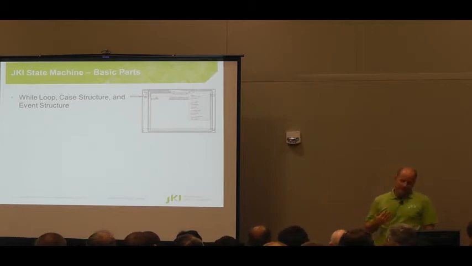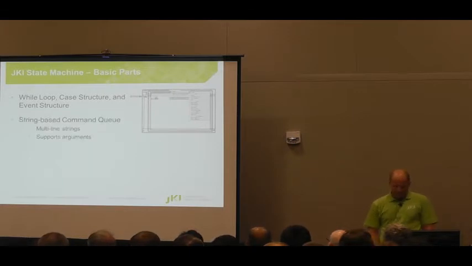And the dynamic user events is actually a very integral part of the JKI state machine objects template, and is one of our preferred mechanisms for getting events from other active objects. And I'll talk about that a little bit more later. It has a string-based command queue. It uses multi-line strings. Each line is a state, supports arguments and some easy-to-use things that make it easy to read a little macro or script. And I'll show you an example of that in a minute.